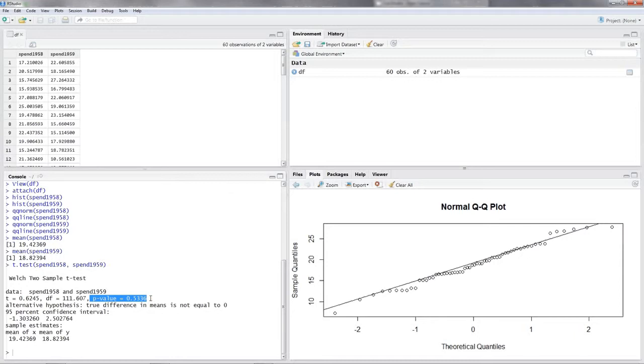Now, you also remember our confidence interval of 95%. That would translate into a p-value threshold of 0.05, because we tolerate a type 1 error probability of under 5%. Now, let's take a look at our p-value right here, 0.53. Well, that's way above 0.05. Do we have enough evidence to reject the null hypothesis? Well, certainly we don't. We have no evidence to reject the null hypothesis and therefore argue that there is no difference between the spending of Disneyland visitors in 1958 and 1959.